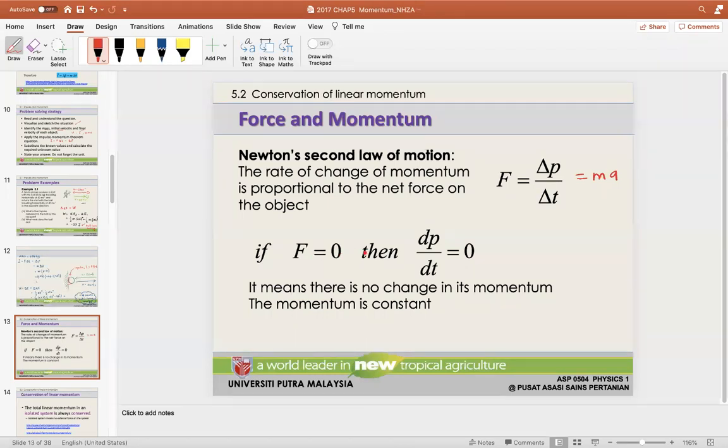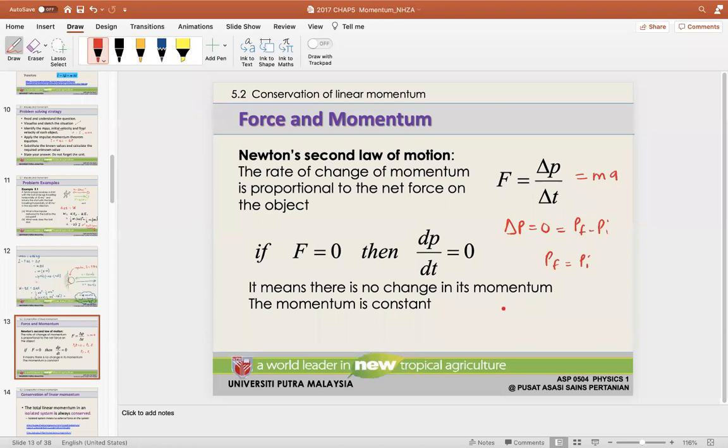If F is equal to zero, then dP/dt is also zero. Yelah kan, it's obvious. Kalau ni zero, ni pun zero lah. It means that there is no change in momentum. The momentum is constant. Okay, so two situations can happen. It's either delta P equals zero, which is P final minus P initial equals zero. Maksudnya, P final is equal to P initial. There's no change in momentum. So when P final and P initial are the same, your change in momentum is zero, because they are constant.